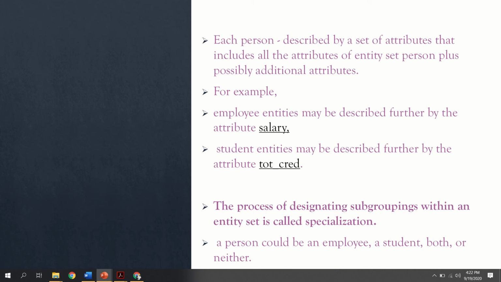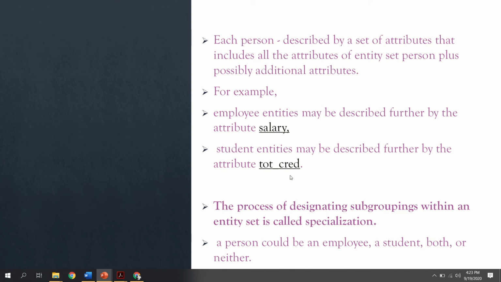In the same manner, if the person is a student, all the students which come under that subgroup will have an attribute called total credit. So this attribute further divides the entity set person into student, and the salary attribute divides person into a subgroup called employee. This process of designating subgroupings within an entity set is called specialization.